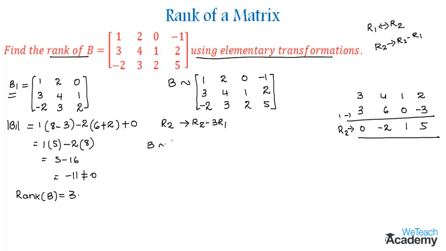So these are the elements of the second row. So the matrix B will be similar to, and here the first row remains the same. Coming to the second row, we get the elements as 0, minus 2, 1 and 5. And now let us make changes to row 3 in order to convert the element minus 2 as 0. So the transformation would be R3 implies R3 plus 2R1. And now let us write the elements of the third row, which are minus 2, 3, 2 and 5.